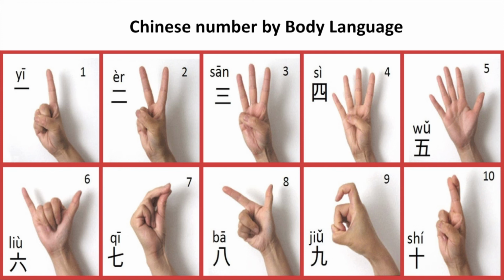Now let's talk about body language. In China, when Chinese people speak any number, they normally show it with body language. So here is the body language of yi, means one; er, means two; san, means three; si, means four; wu, means five; liu, means six; qi, means seven; ba, means eight; jiu, means nine; shi, means ten.